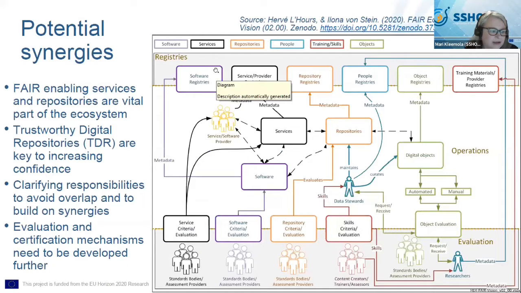So that was a very general set of challenges. And I've learned this, what I think is a nice picture, from Hervé L'Hours and Ilona von Stein's paper. It describes the FAIR ecosystem components. It's based on the Turning FAIR into Reality report. And I'm sure there are other visions as well, but this is a nice way and shows the complexity of the ecosystem, even though it's a simplified picture. So we need these FAIR enabling services, repositories, registries, and people and skills to ensure that the research data objects and other digital objects remain FAIR and usable also over time.